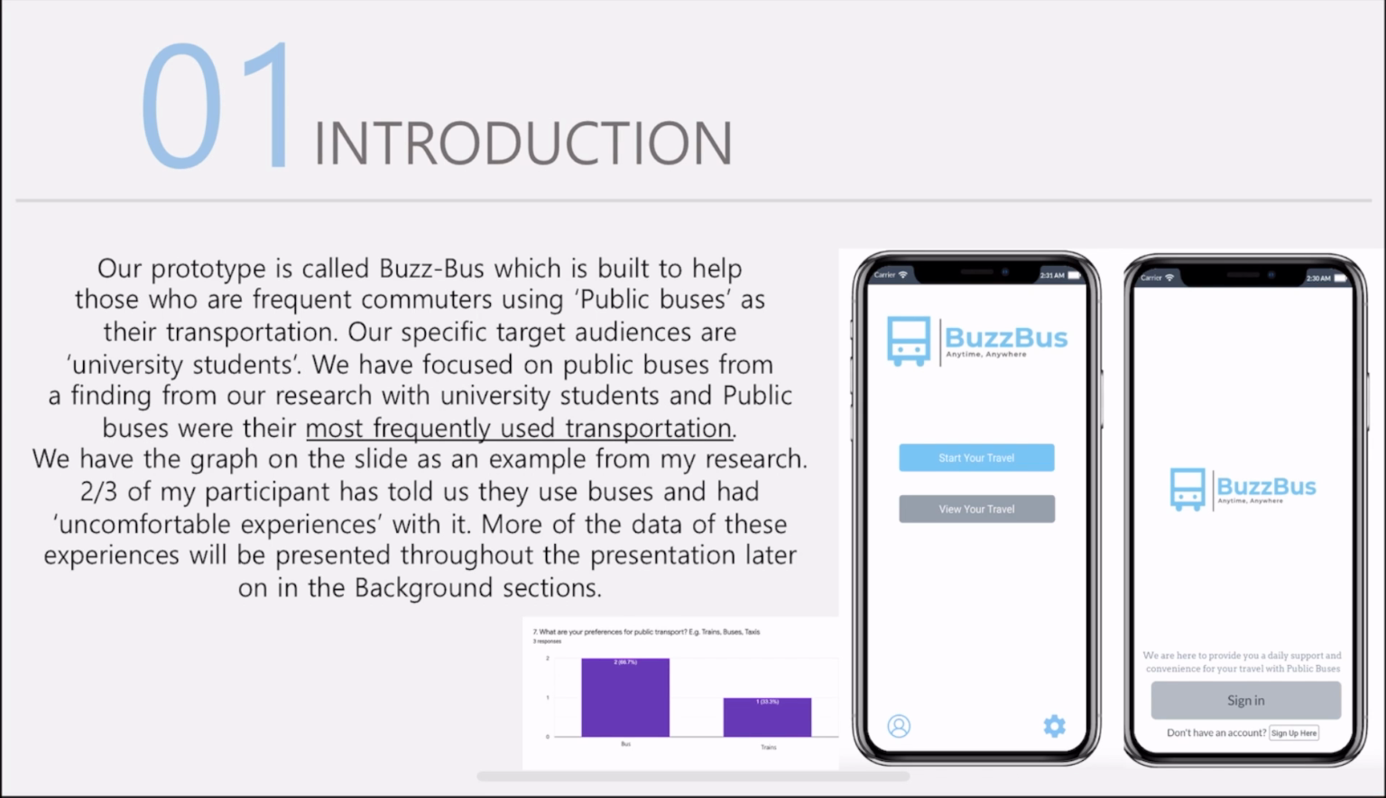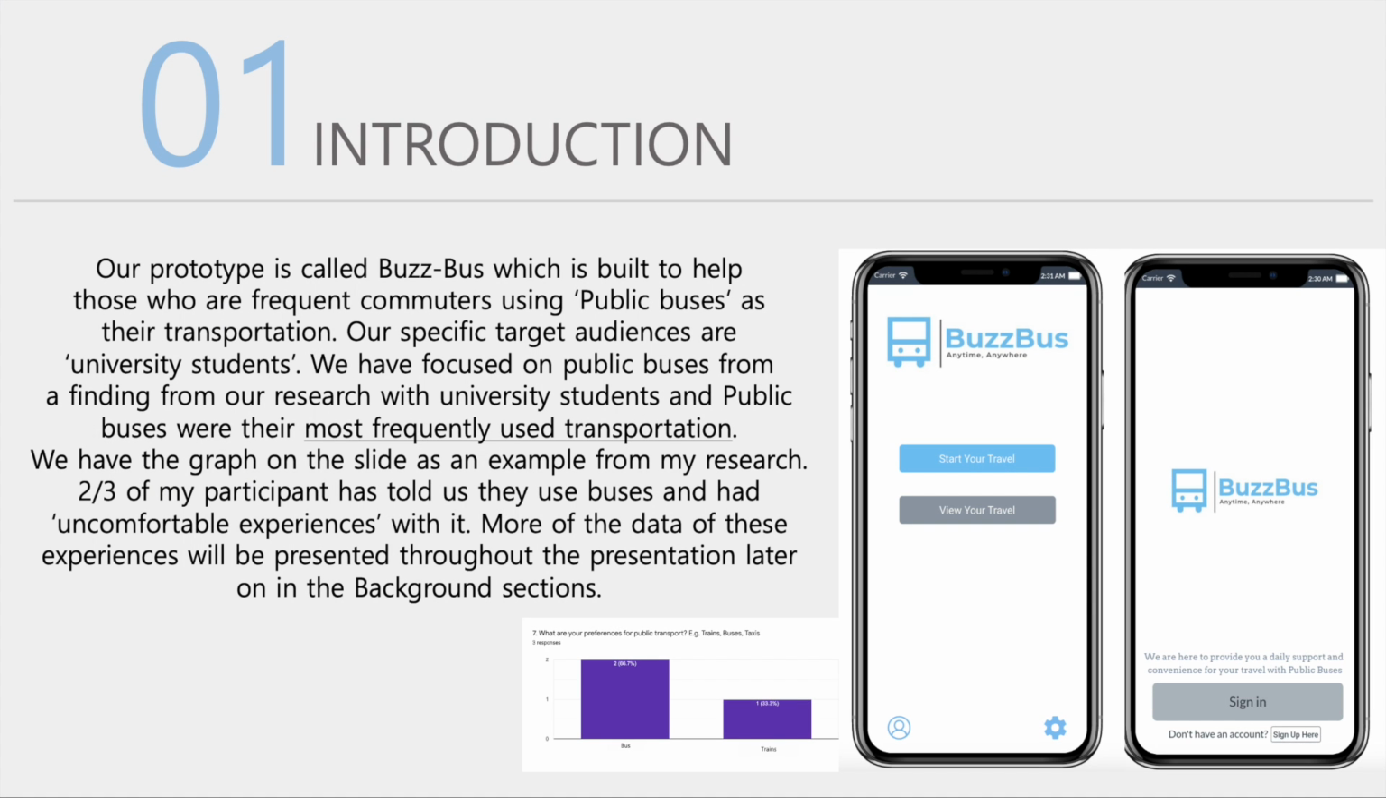First of all, our prototype is called BuzzBus, which is built to help frequent commuters who use public buses as their transportation. Our target audiences are university students and their most frequently used transportation. We have a graph on the slide as an example from our research.